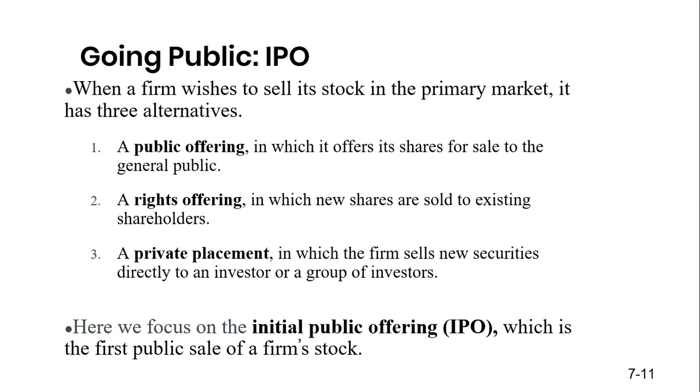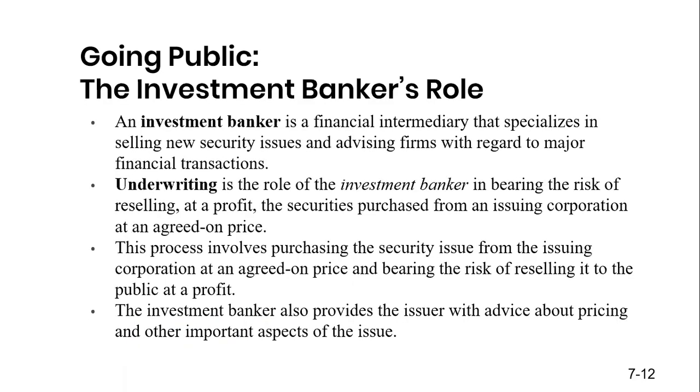So how can we do this IPO, initial public offering? To do the initial public offering, an investment bank is required to be an intermediary, a neutral body that is specialized in selling new securities. So it will determine and look for the valuation of the company. And it will do something called underwriting.